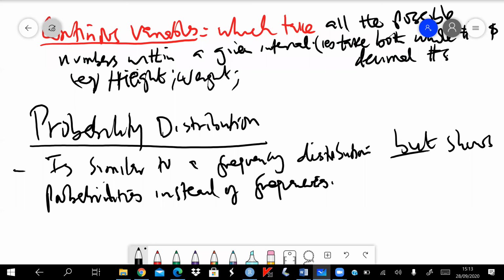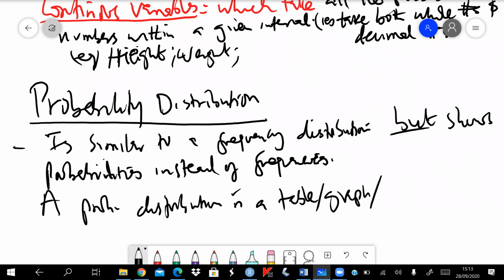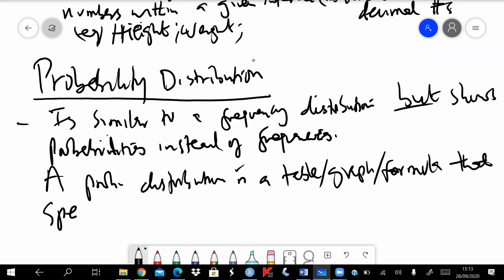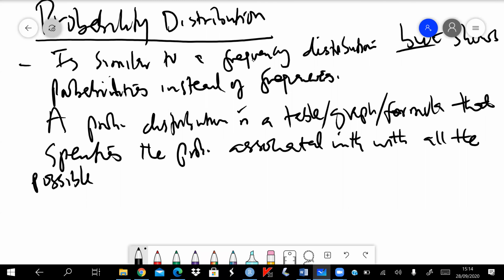So simply put, we can say that a probability distribution is a table or a graph or a formula. You can take any of those three forms. It can be a table, it can be a graph, it can be a formula, that specifies the probabilities associated with all the possible outcomes of a variable.